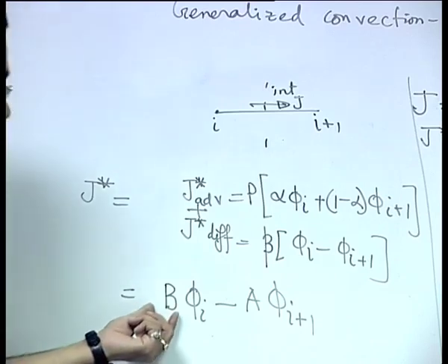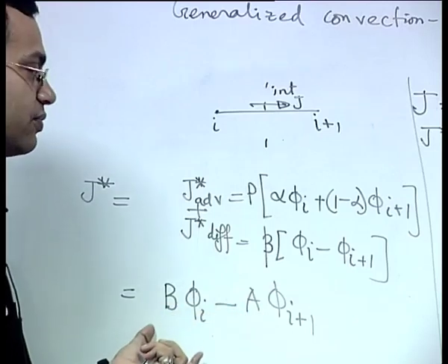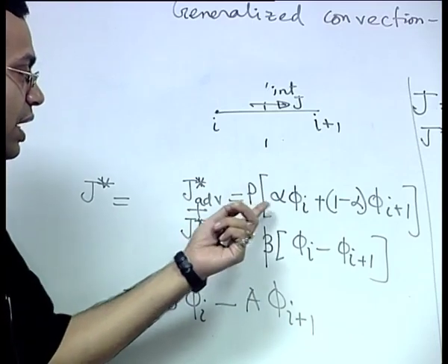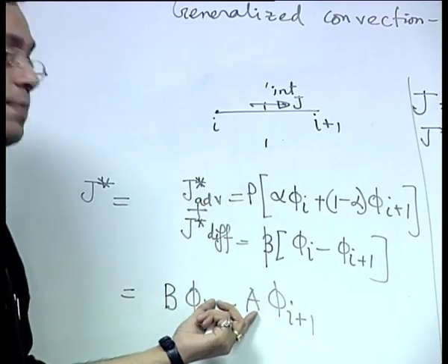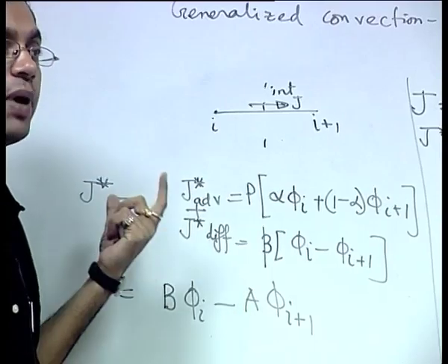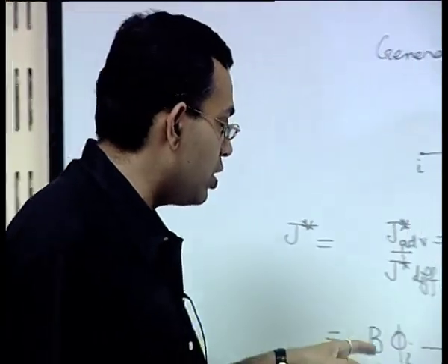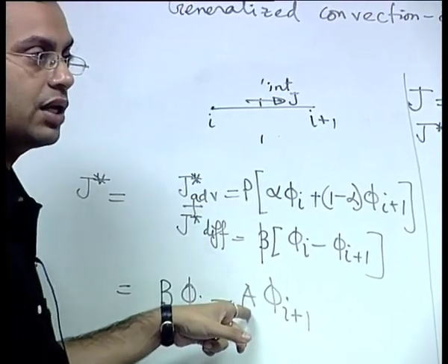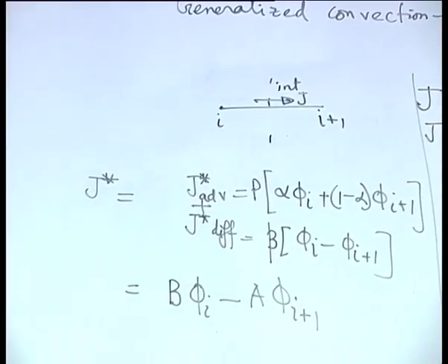These constants we give the name b and a, where b and a both are functions of Peclet number, because b and a will contain alpha and alpha contains Peclet number. So, b and a are not absolute constants, but parameterized functions of the Peclet number, that we must remember. Every time we will not write b as a function of Peclet number or a as a function of Peclet number, but we will keep in mind always that b and a are functions of Peclet number.